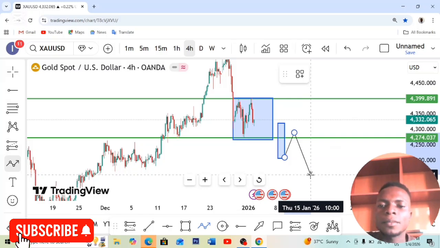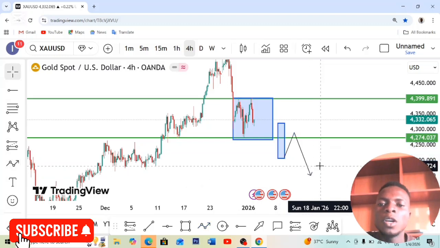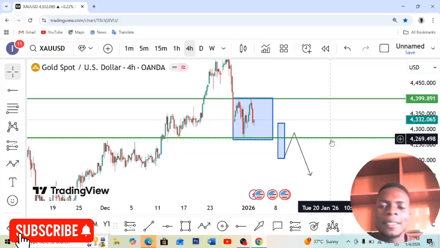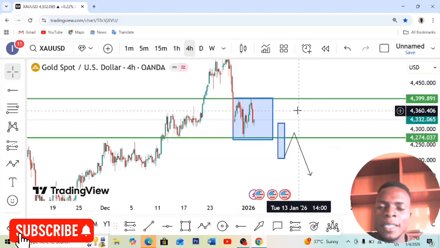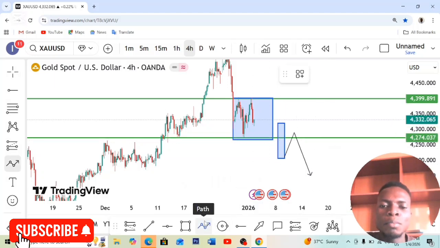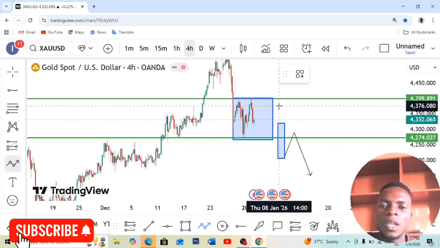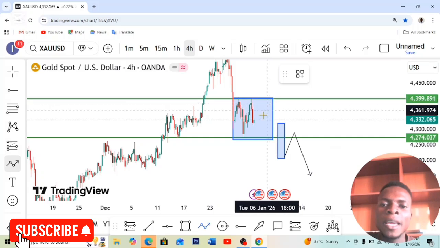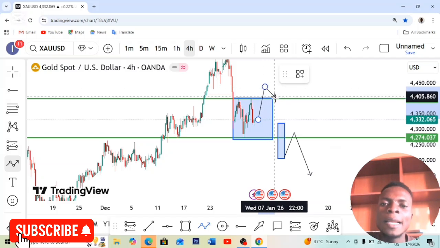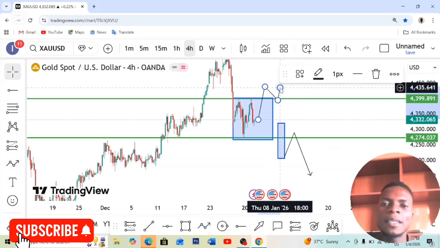Okay, so another case is that the market can still push above this level. If the market can push above this level, break above, and then retest this area right here, then we can hop in for the buys. It's as simple as that.